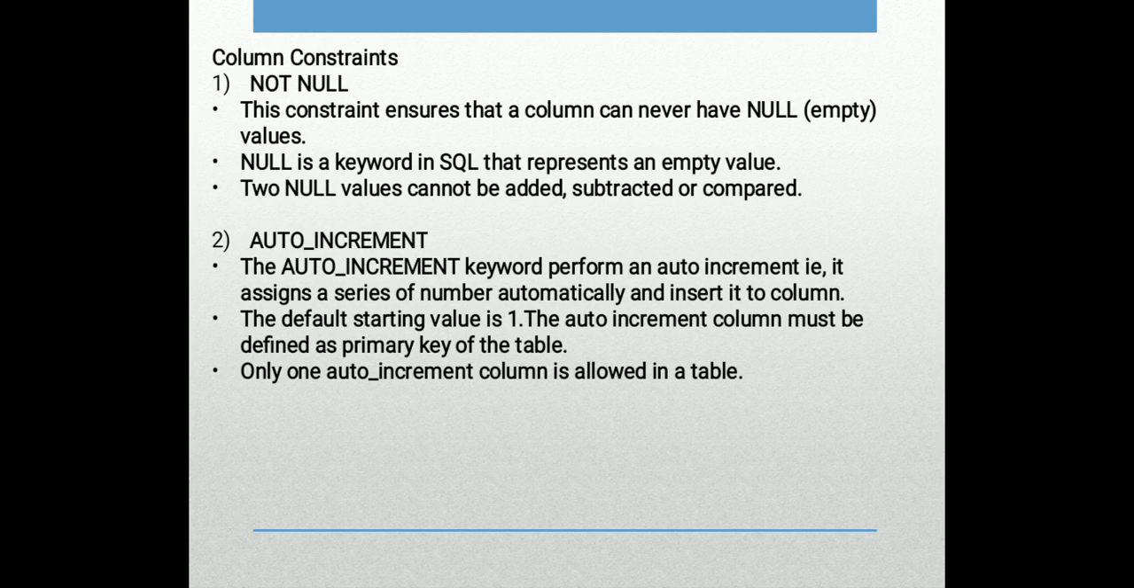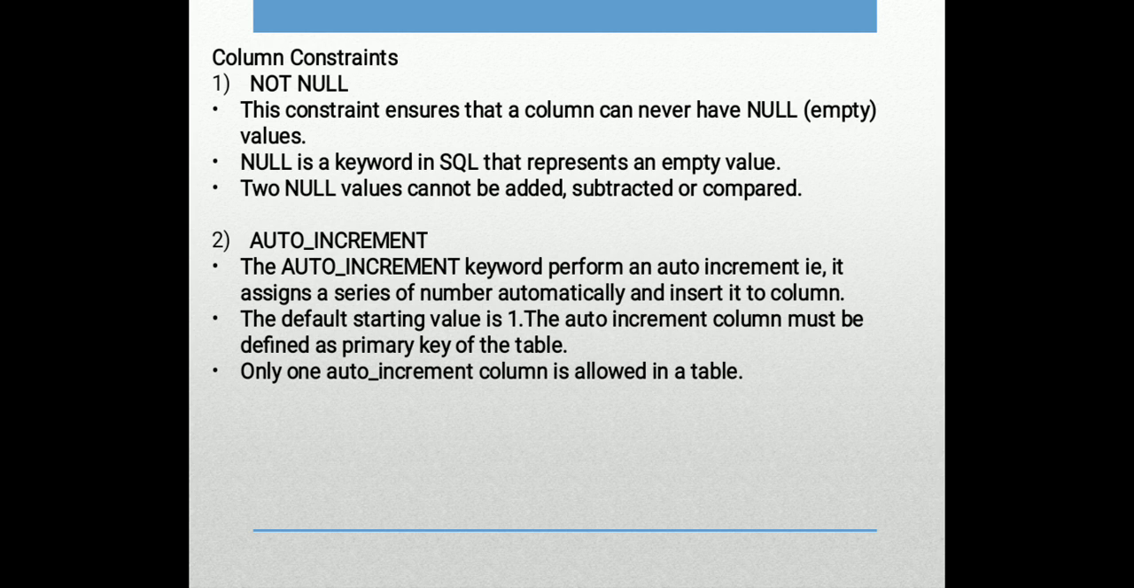The next constraint is AUTO_INCREMENT. The AUTO_INCREMENT keyword performs an auto increment, that is, it assigns a series of numbers automatically and inserts them into a column. By default the auto increment value starts with 1, and then it is increased by 1. That is, if the starting value is 1, then by applying the auto increment constraint, the next value is 2, then 3, then 4, and so on.